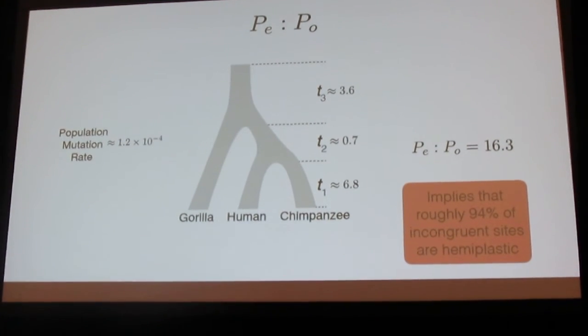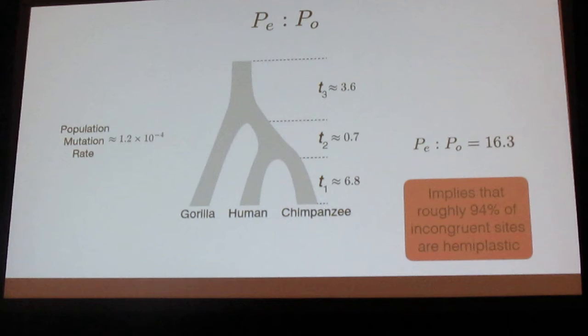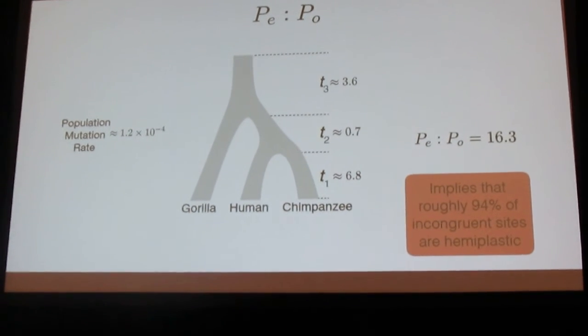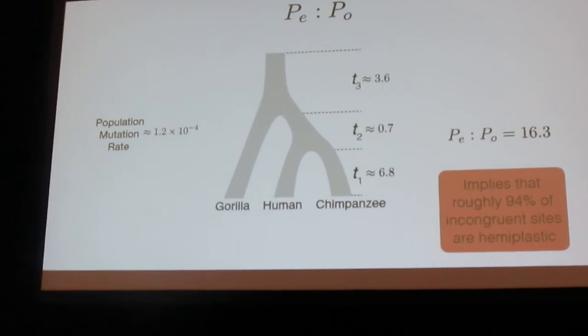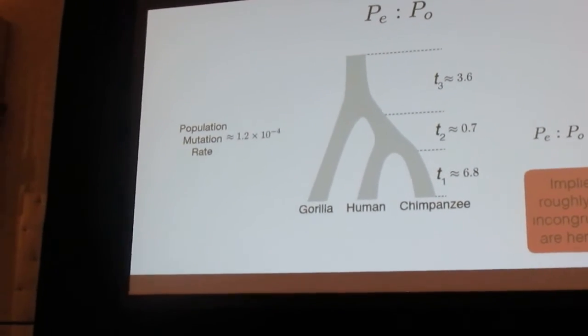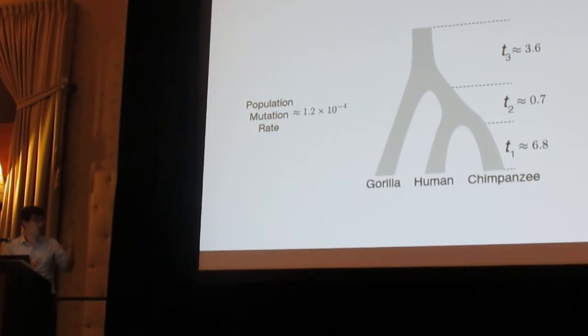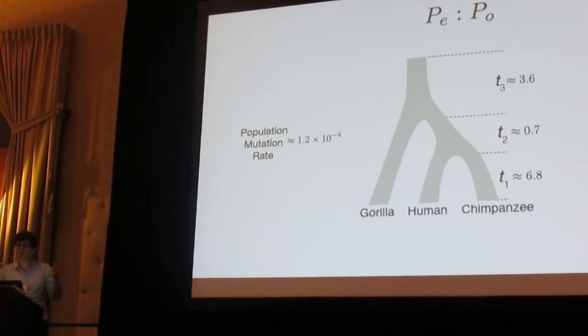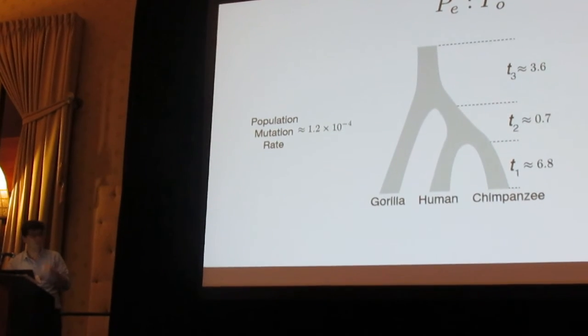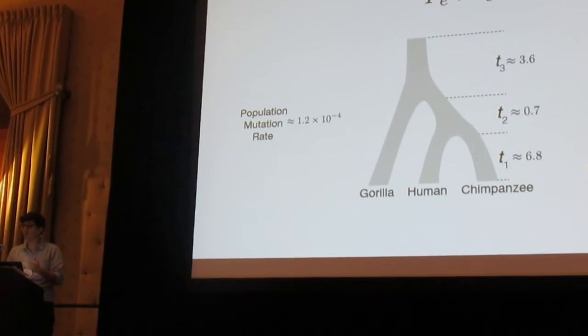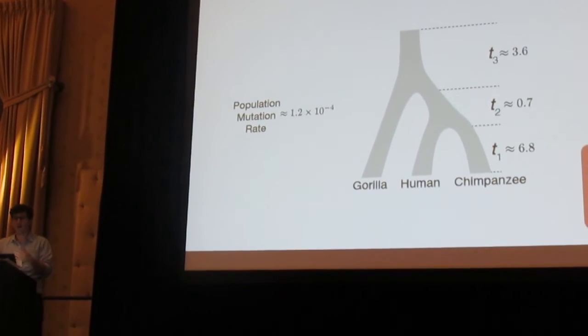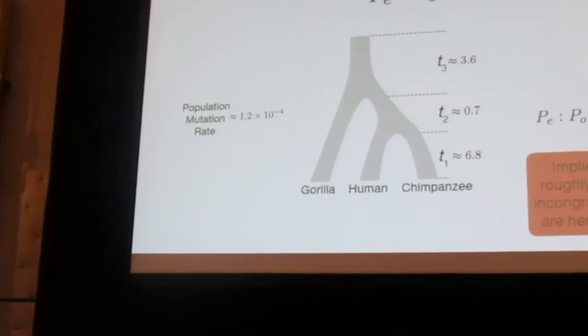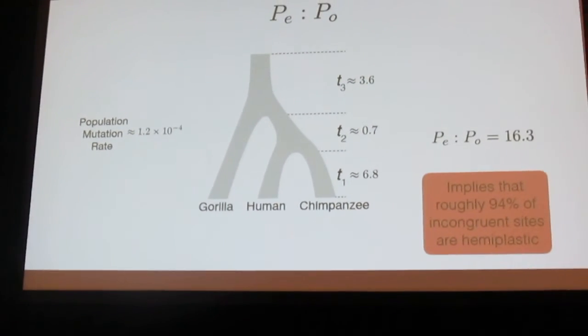In this particular trio, with these particular values, you wouldn't be surprised to know that there's a lot of incomplete lineage sorting or hemiplasia with gorilla, human, and chimps. And maybe it's more surprising that I'm also saying the opposite, which is that roughly 6% of those bases are convergent, and you're maybe ignoring that particular side of the equation.